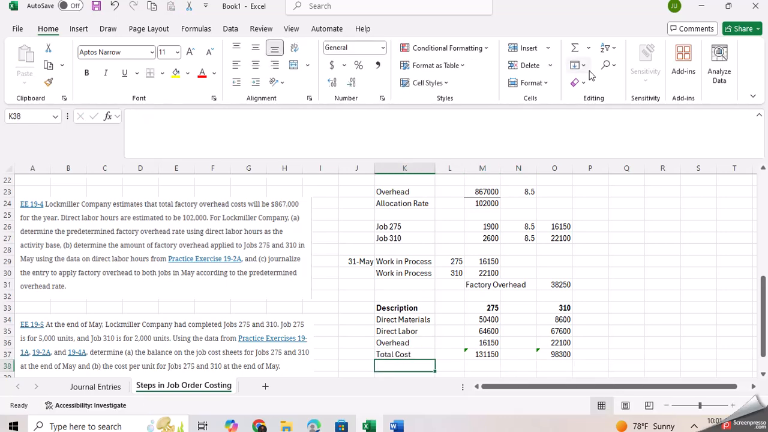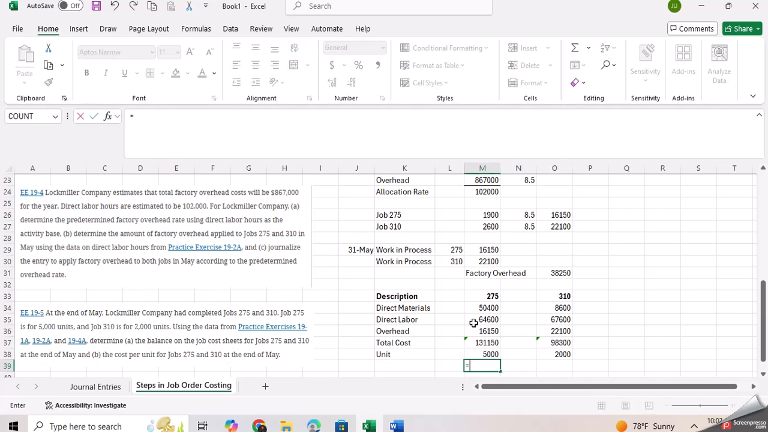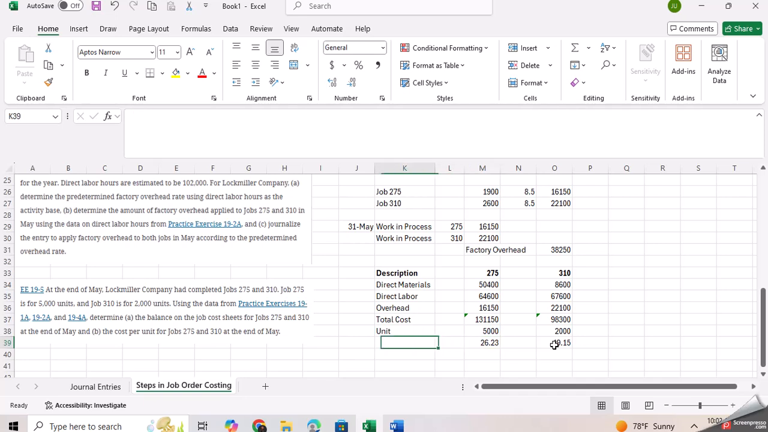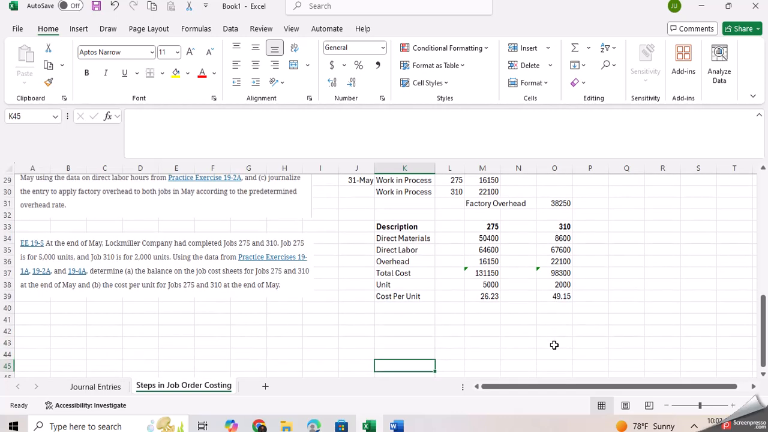And then now I'm going to take it by my units. So it tells us that over here, 275 is for 5,000 units. And then 310 is for 2,000 units. So then now if I take my total cost, divide it by my units, I will get my cost per unit. Same thing here. That is my total cost per unit. And then that is what we would charge off. So that is where I think these exercises end.